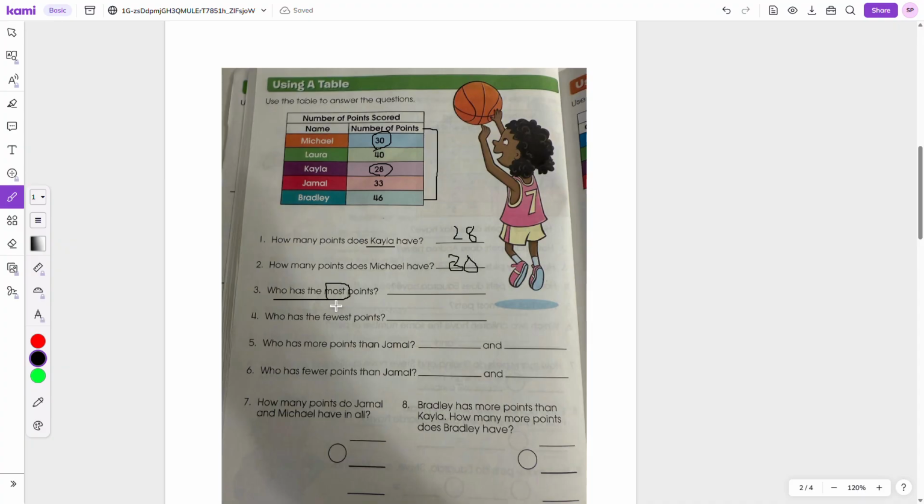Who has the most points? So we have to look at the largest number, which will be 46, so Bradley. Okay, number 4, who has the fewest points? So we have to find the smallest, which will be 28, which is Kayla.